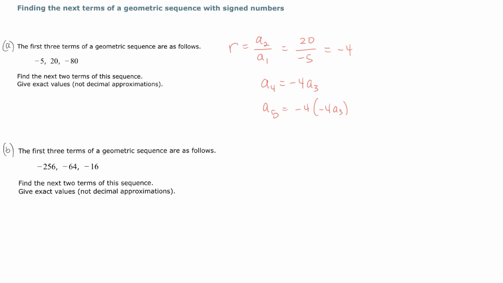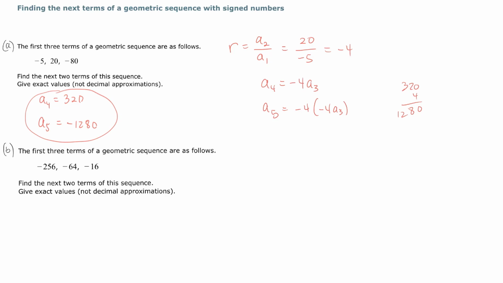What would a sub 4 have to be then? A sub 4 would have to be 320 positive. And then a sub 5 would be what? Let's take 320 and multiply by 4. It would be negative 1,280. Go ahead and circle those.